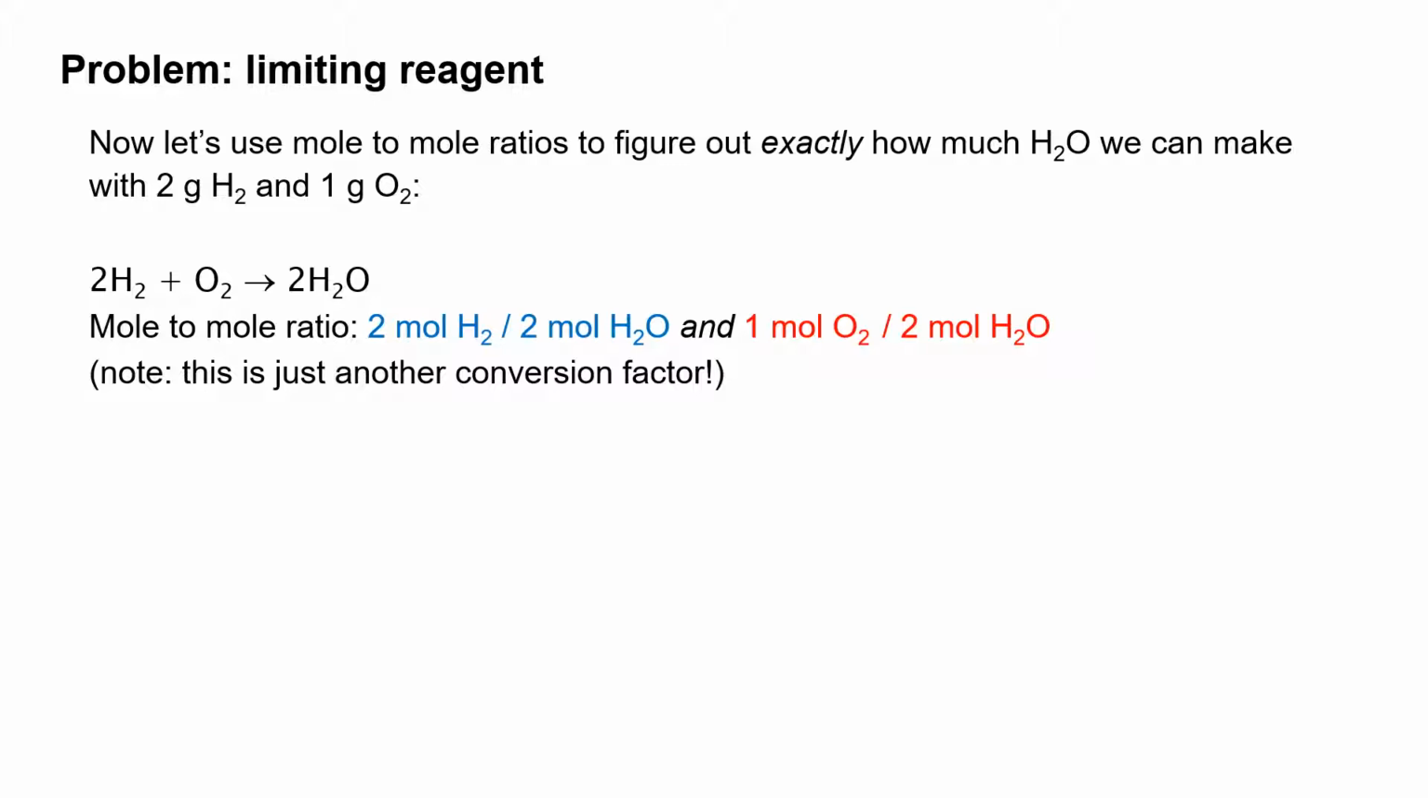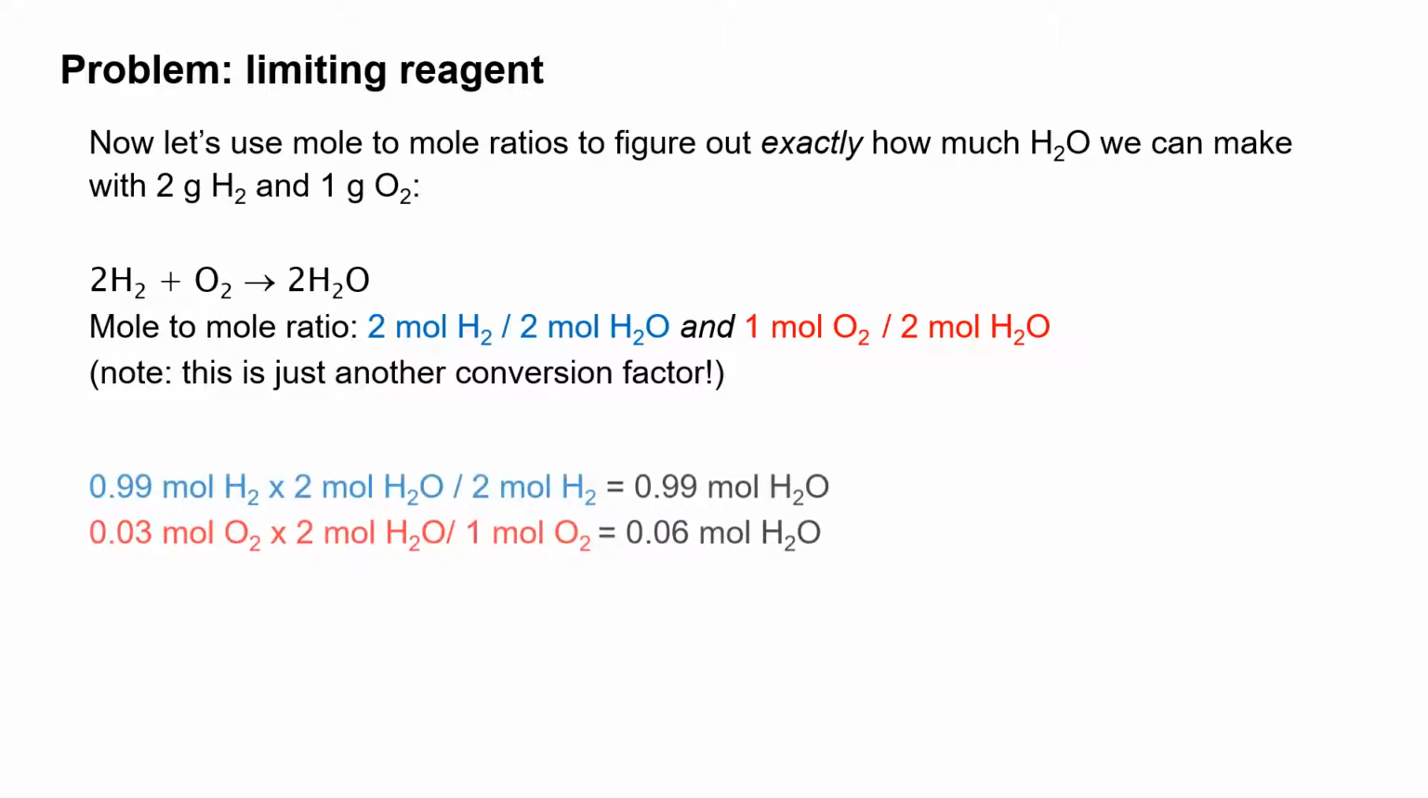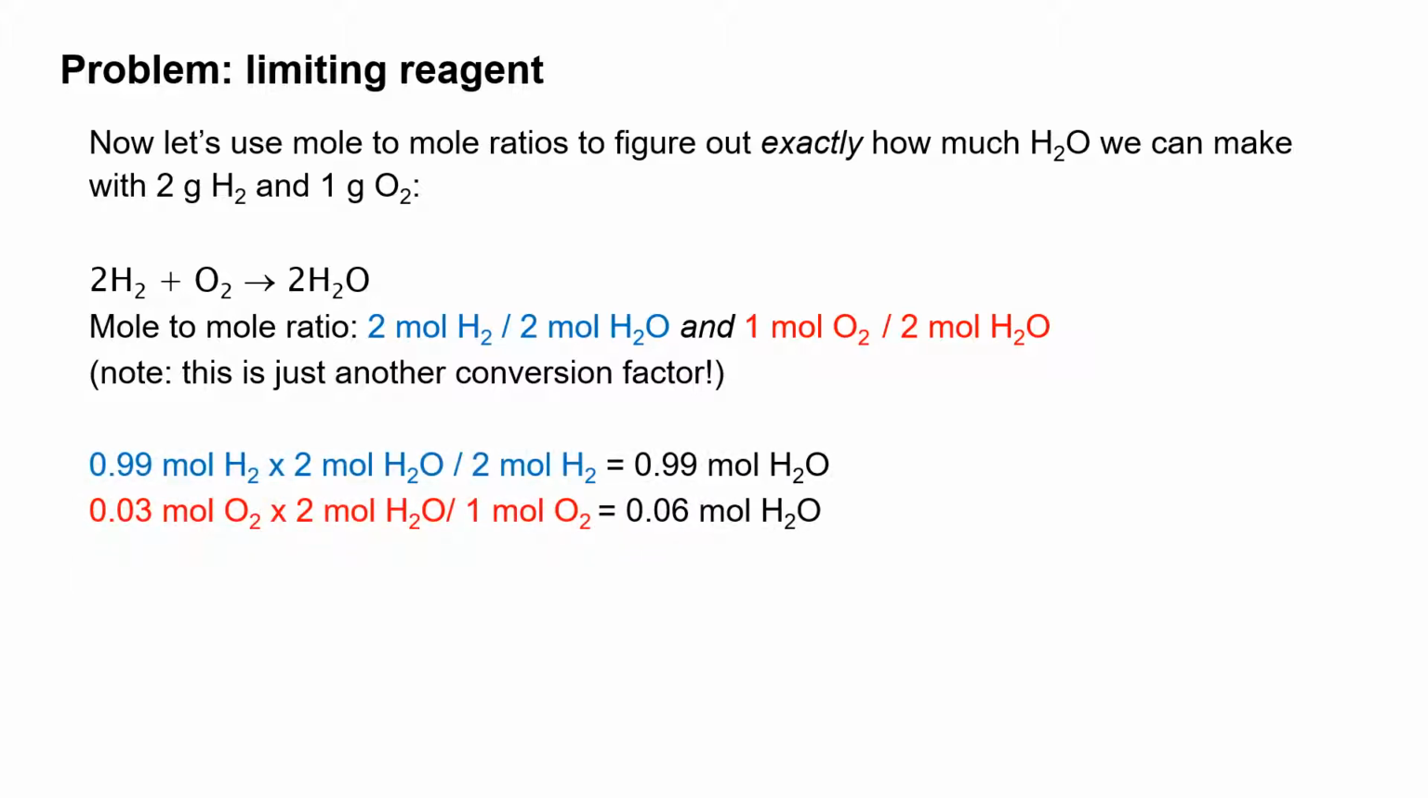So now we can use the information that we just calculated to figure out exactly how much water we can make if we react 2 grams of hydrogen with 1 gram of oxygen. We're going to need our mole-to-mole ratios, and the numbers that we just calculated, which are 0.99 moles of hydrogen and 0.03 moles of oxygen. So we know, using the mole-to-mole ratio, that we will get 2 moles of water for every 2 moles of hydrogen. That's basically the same as saying whatever mole amount of hydrogen we put in, we're going to get the same amount of water coming out, because 2 to 2 is really the same as 1 to 1.